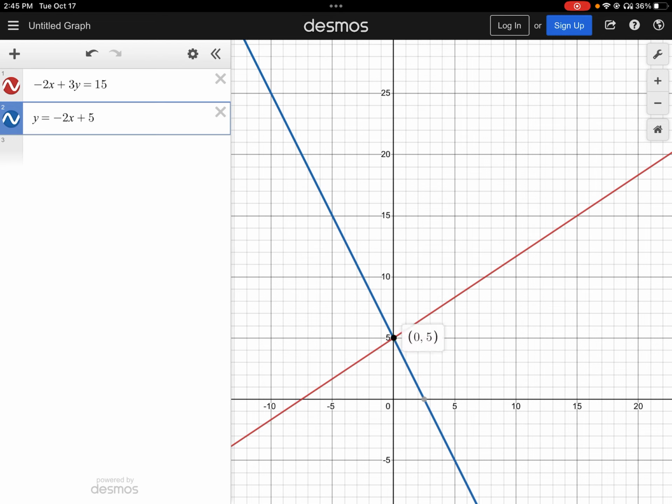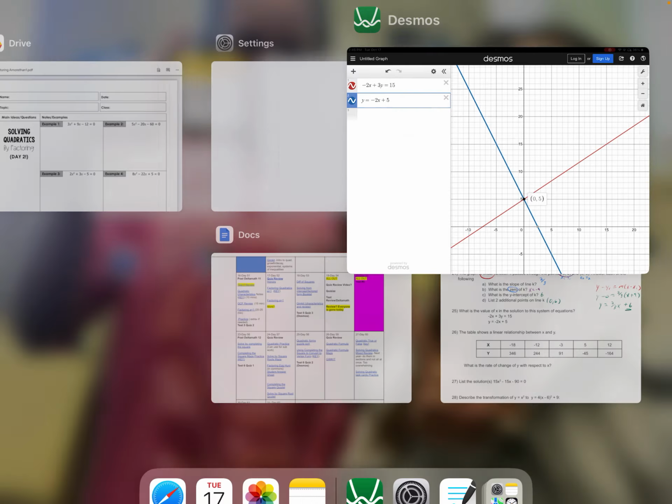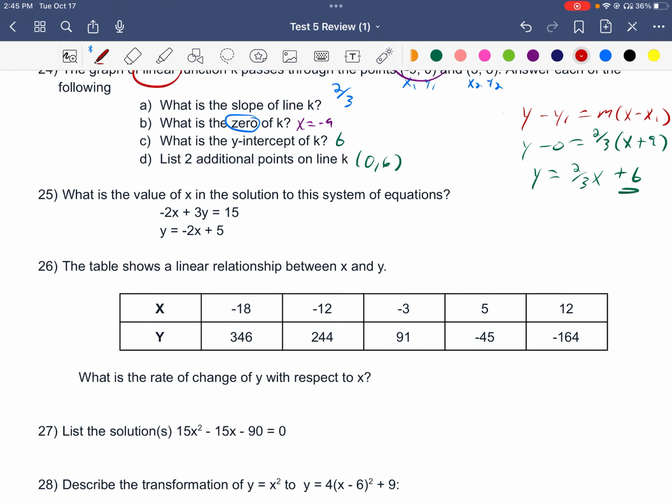So the solution would be (0, 5). Oh, it asks for the x value. So the solution is (0, 5). That's the point they have in common. The x value of the solution is 0, so your answer would just be 0.